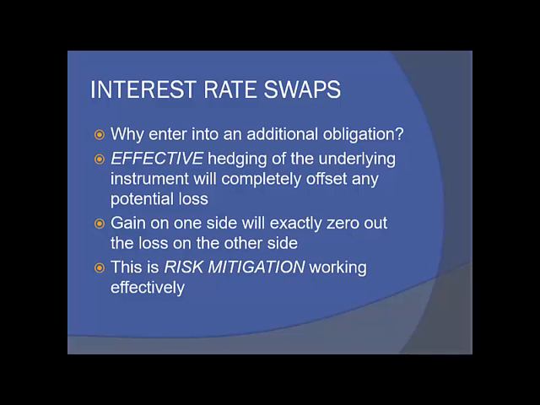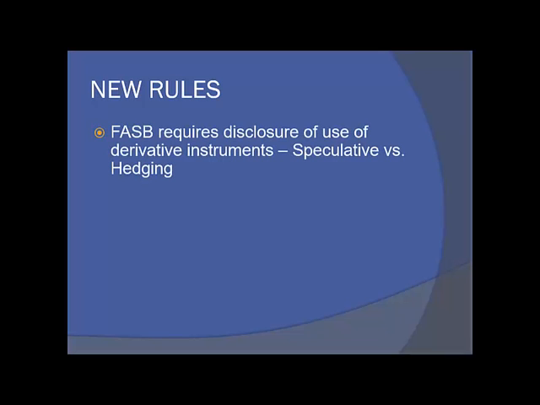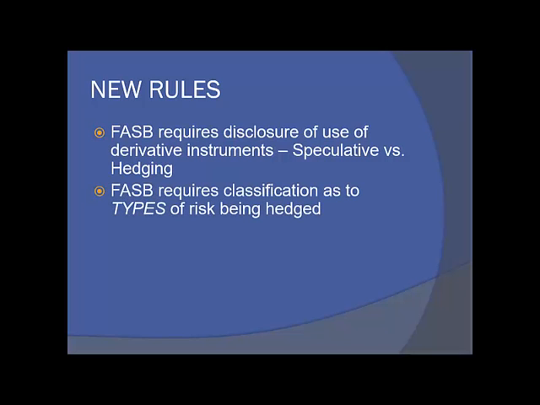Now understand, derivatives are risky. It may not work out. It may not be effective hedging. So what are the new FASB rules since Enron? Well, FASB requires disclosure of use of derivative instruments. You have to classify, is it speculative or are you hedging? And of course, the auditors will look for evidence of your classification, that it's justified.